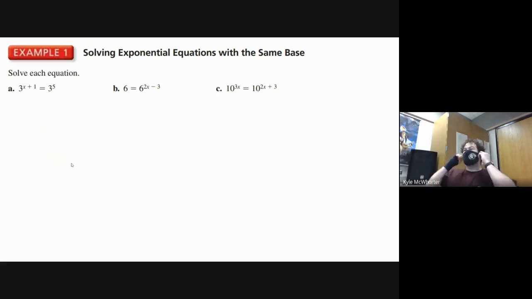So the idea that we're going to use to solve these is that if what we just talked about, if you have the same base, then the exponents have to be equal to each other. So I just want to give you guys some visual cues here. Here we got an equation that has two powers, right? Same base. The base is 3 on both of them. So that means that the exponents have to be equal to each other.